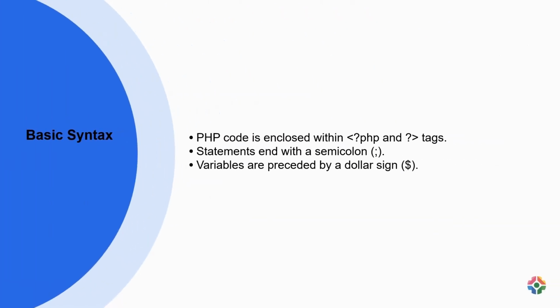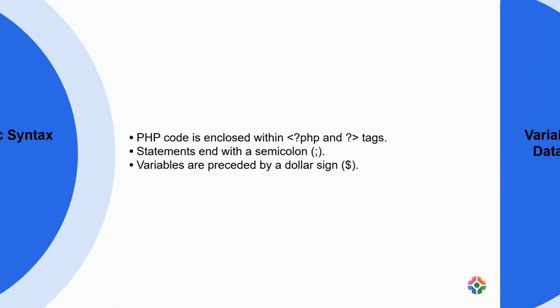PHP code is contained within PHP opening and closing tags. Statements within PHP code conclude with a semicolon. Variables in PHP must begin with a $ sign. For example, when assigning a value to a variable called age, it would be written as $age = 25. This simple pattern helps maintain clarity and order in PHP scripts.